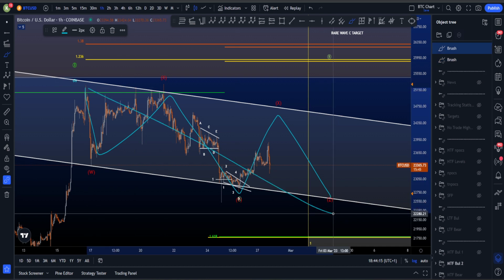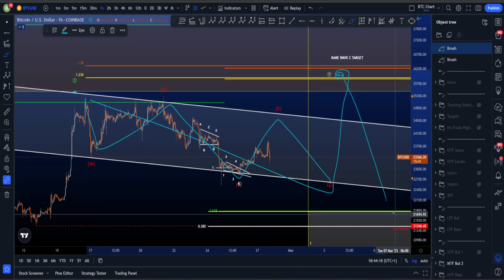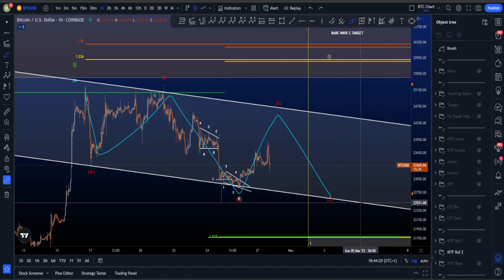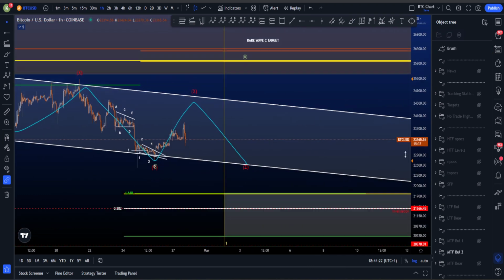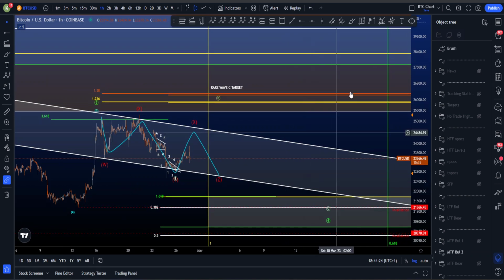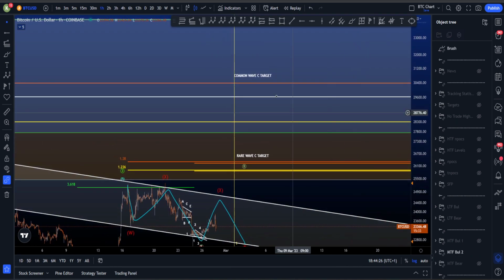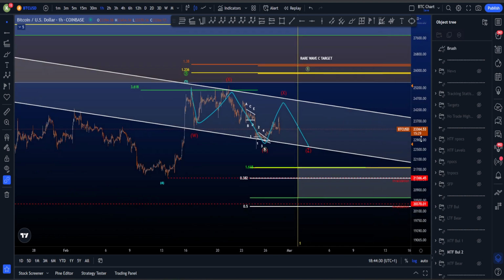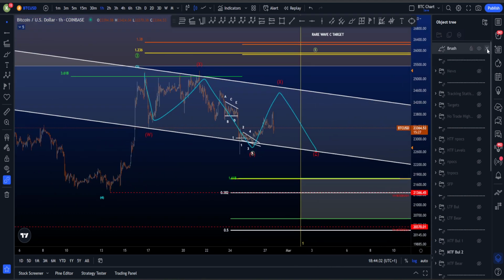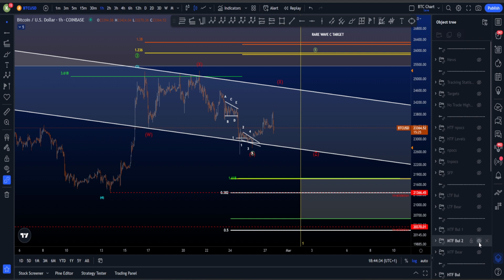So then this is wave A. Then we have wave B in a 3-wave structure, followed by then wave C to the downside to finish wave 4. And then again, look for more upside to finish wave C in the common wave C target between 27.7k and about 37k or 34k, sorry.